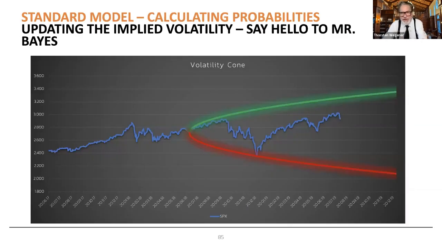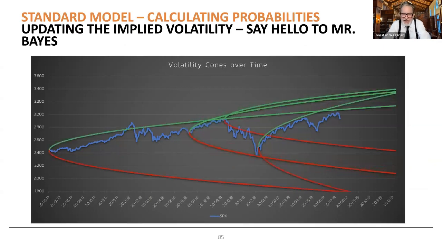So then we have the volatility cone, and I call that say hello to Mr. Bayes. Again, a concept out of statistics. We update our estimates for the future all the time. I look at volatility, and then I make a guess, and then I take another guess when time has moved on. And what you can see here, I've done that at actual volatility levels every time I held this little speech or part of this little speech. And what you can see here, they're blocking up, they're building up, there are several.